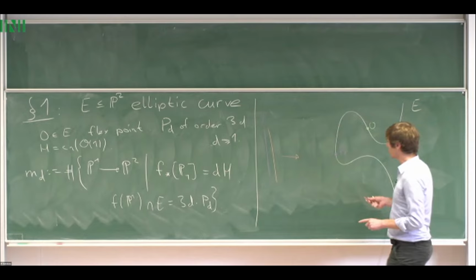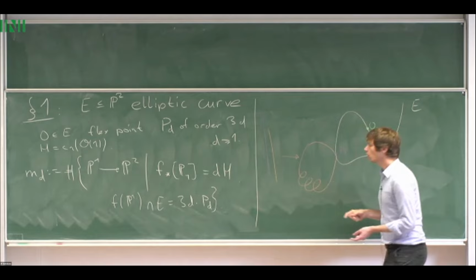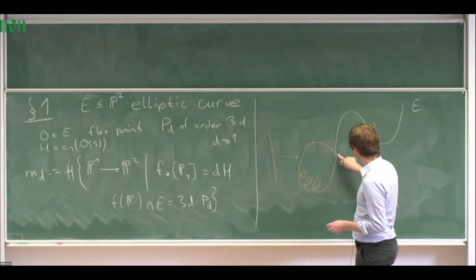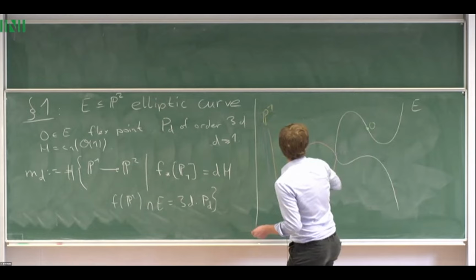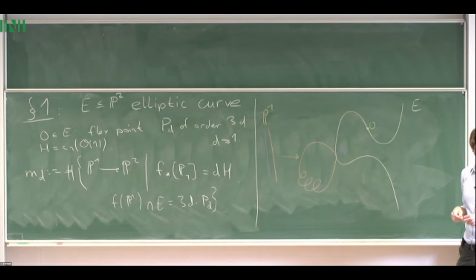So for example, we could have a map with image of degree 4. So a map of degree 4 that meets the elliptic curve in exactly one point. This is a P1. And that's a sort of well-defined count that Takahashi studied at the end of the 90s. He did this all by hand.